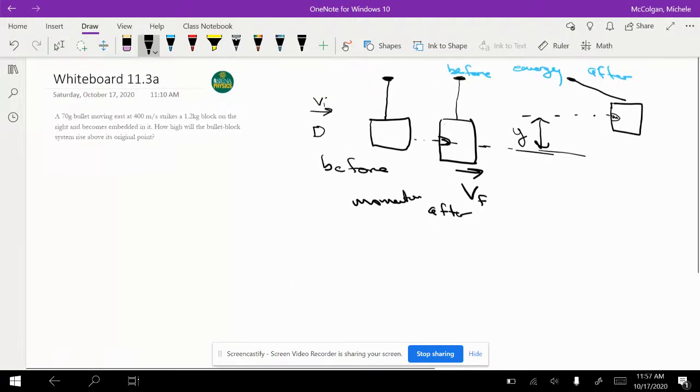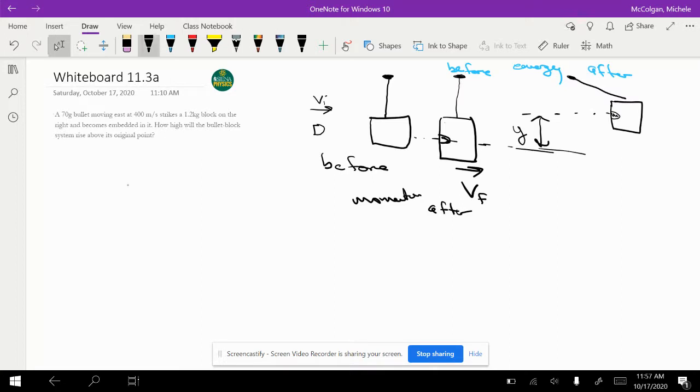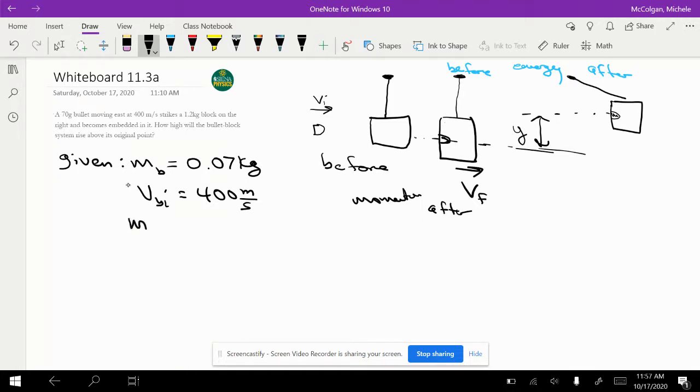Okay, so let's start. It looks like we're going to need to do two things. Let's do our givens and finds first. Given, we have the mass of the bullet, 70 grams. Let's write that in kilograms: 0.07 kilograms. The velocity of the bullet is 400 meters per second, and let's call that the velocity initial. And the mass of the block, call that BL, is 1.2 kilograms.